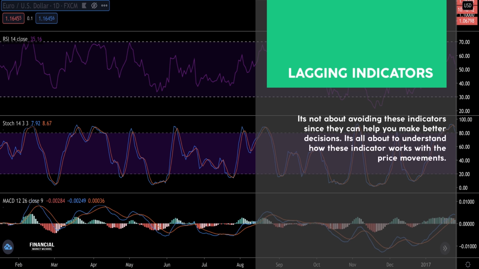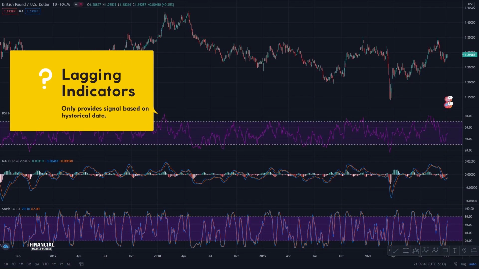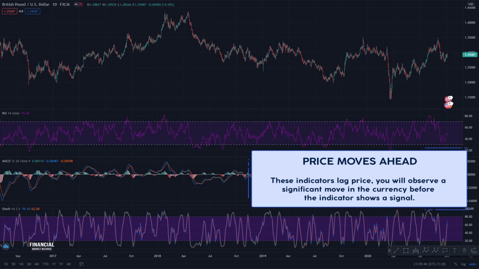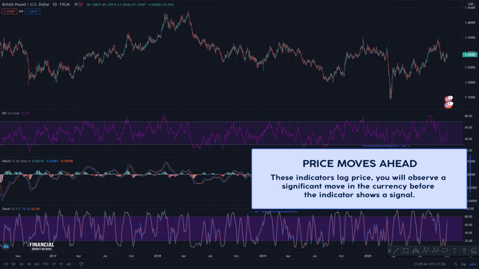Don't get me wrong, I am not saying to avoid using lagging indicators since they can help you make better decisions. I am saying that you have to understand how they work. And if you're confused, just remember that lagging indicators can only provide signals based on historical data. Since these indicators lag price, you will observe a significant move in the currency before the indicator shows a signal. The truth is that almost every technical indicator is a lagging indicator since it is derived from price.